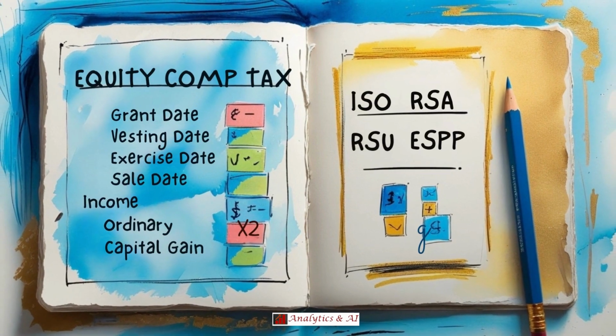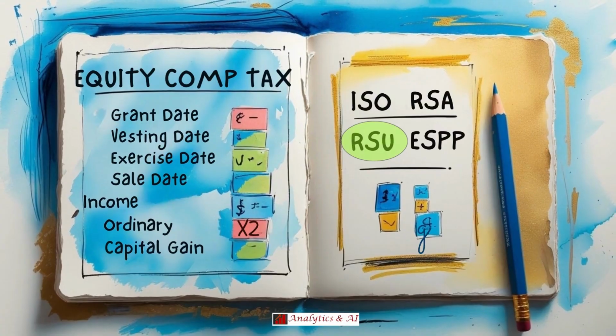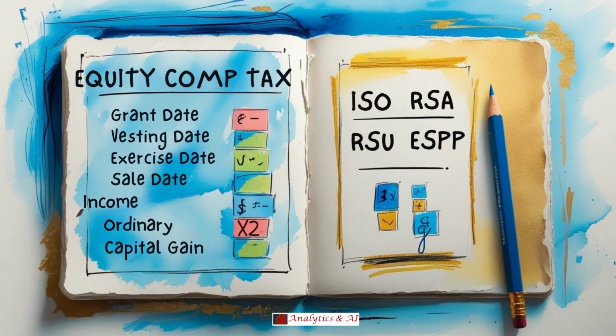Tax timing for equity compensation types, such as ISOs, RSUs, RSAs, and ESPPs, differs based on the following: grant date, vesting date, exercise date, and sale date. Then, the character of income can be ordinary compensation or capital gain. And there is other tax exposure to consider, such as payroll tax, FICA/Medicare, and special rules for alternative minimum taxes for ISOs, Section 83(b) election for restricted stock, and ESPP holding period rules. More details in a separate video on equity compensation.